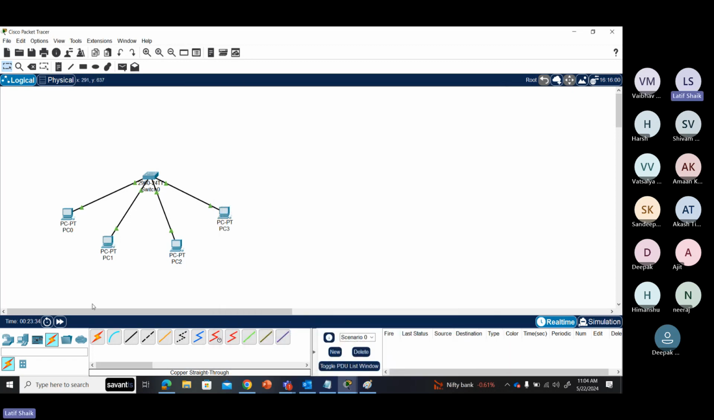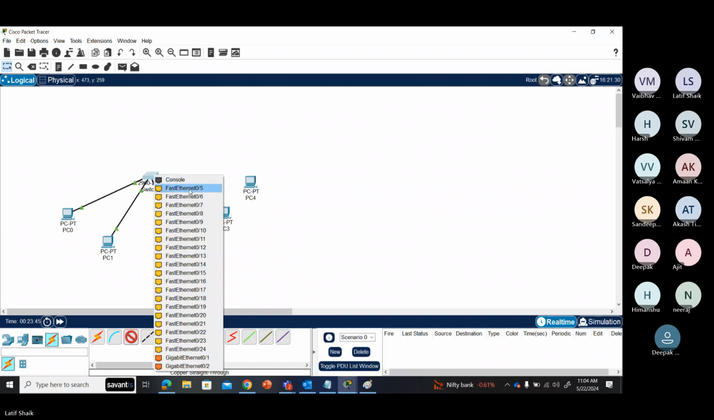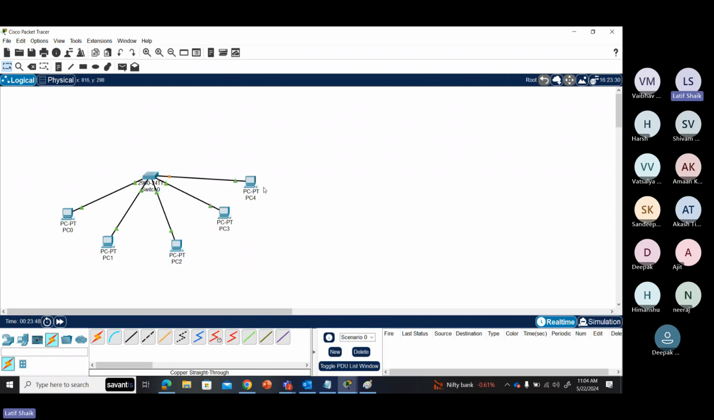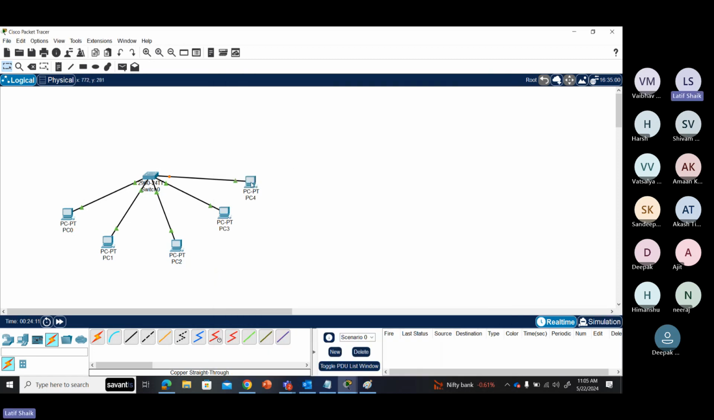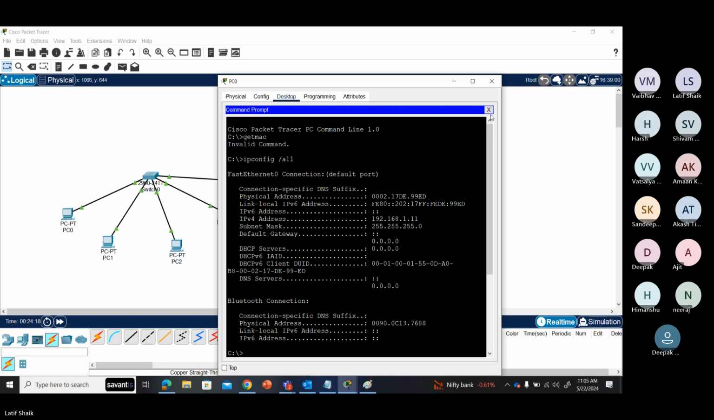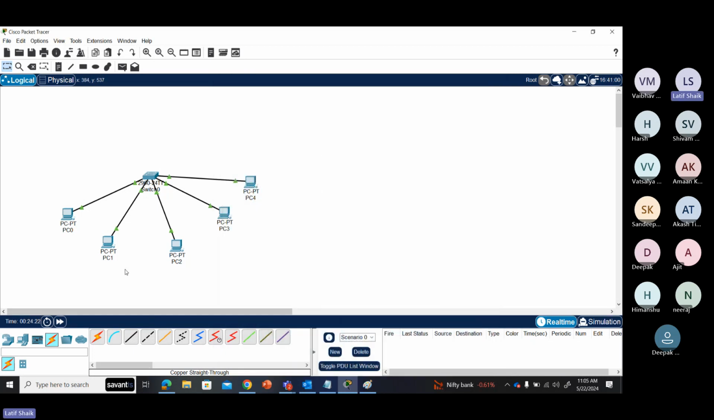I'll take one more system, just for a fresh start, and I'm going to connect it with the cables. I'm just trying to explain the ARP protocol. The addresses are 192.168.1.11, 12, 13, 14, 15. This is the fresh system, the .15 system, connected to port 5. From here, again, I'm trying to communicate to this one using simulation mode.